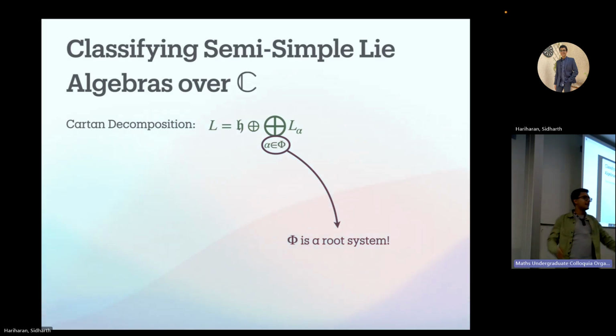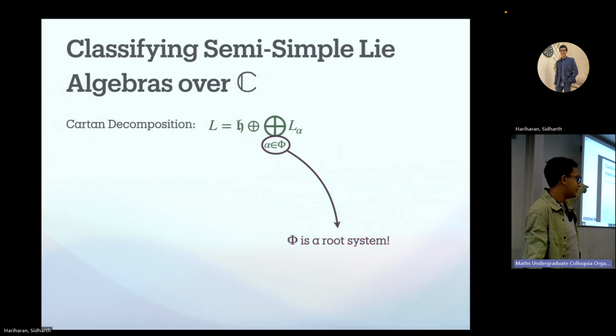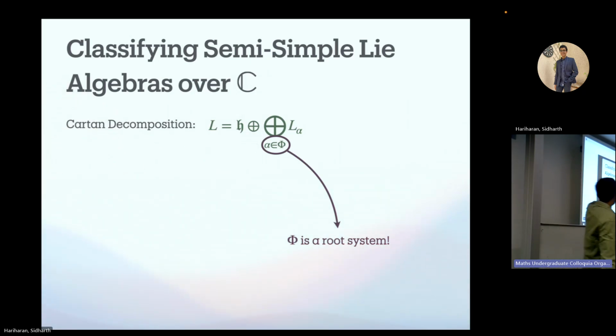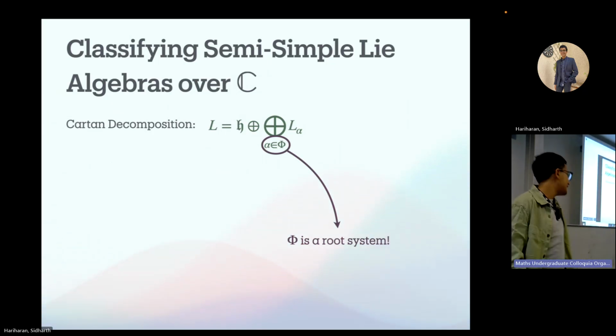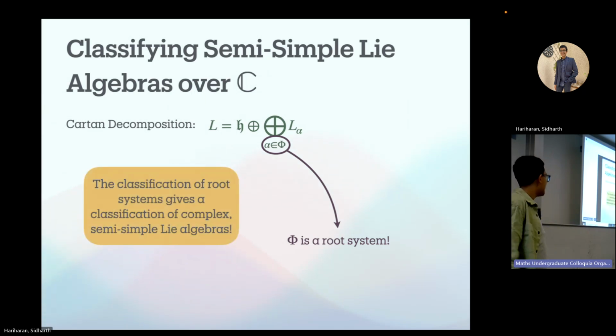Remember how I said there are multiple ways of defining root systems. You can define it using a bunch of axioms, and you can show that phi satisfies all of those axioms. These alphas are actually vectors. They live in the dual space of this H thing. And therefore, because it's a root system, the classification of root systems, which we have seen in this talk, gives you a classification of complex semi-simple Lie algebras.